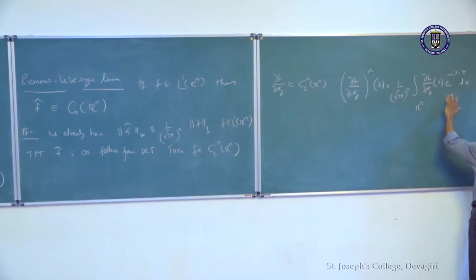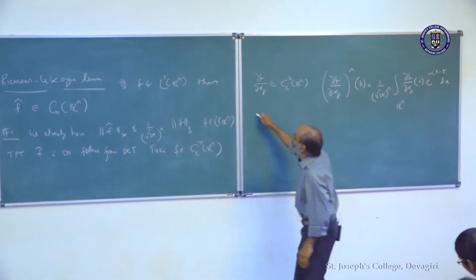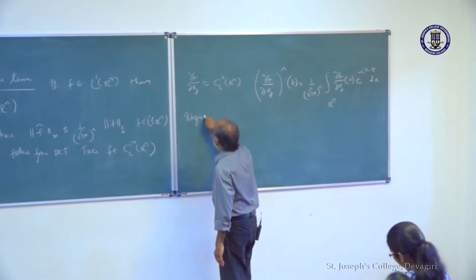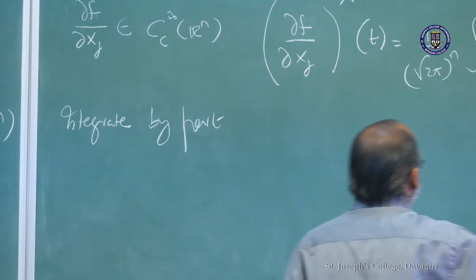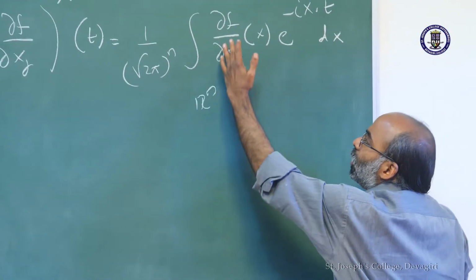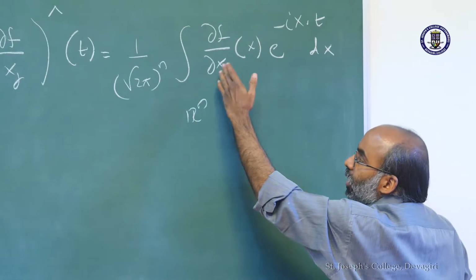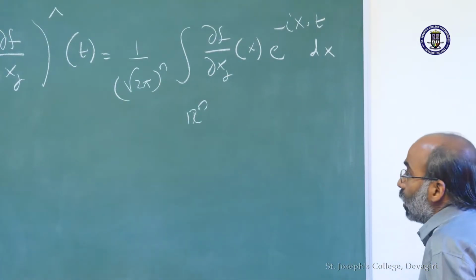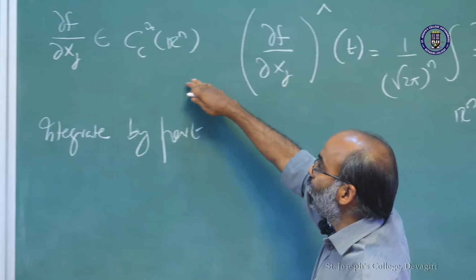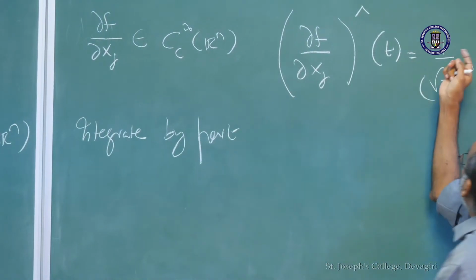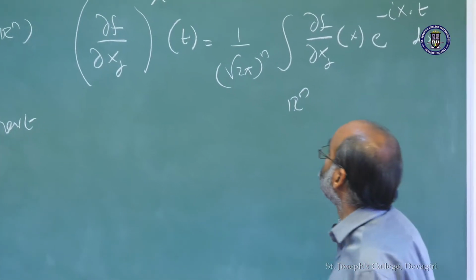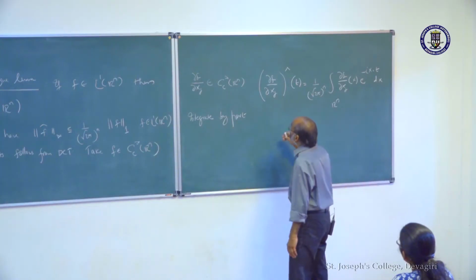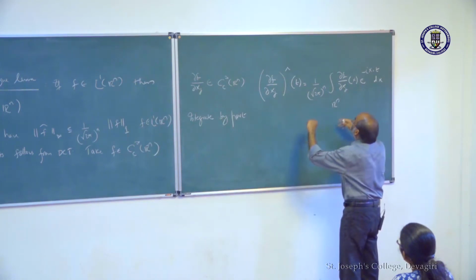Now I integrate by parts so that the derivative goes here. Of course, here the derivative is only in the jth variable, so you need to integrate by parts only in the jth integral. Remember that everything is compactly supported, so the endpoints, f at infinity and minus infinity, will be 0. So there are no boundary terms.